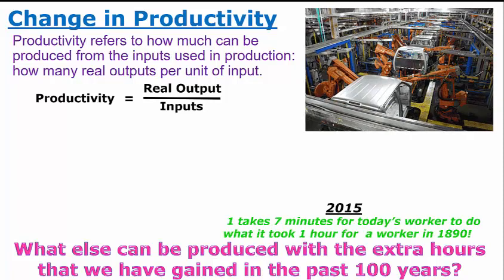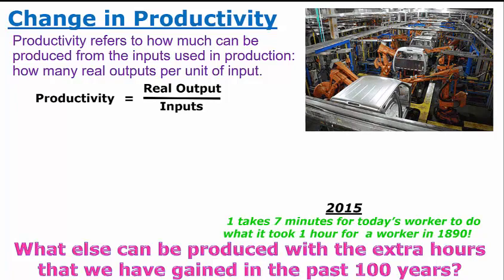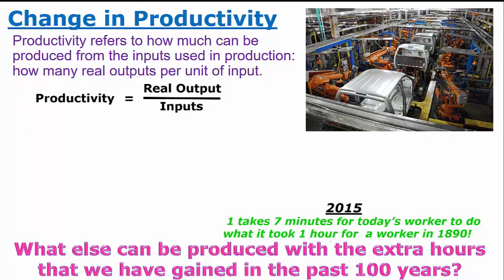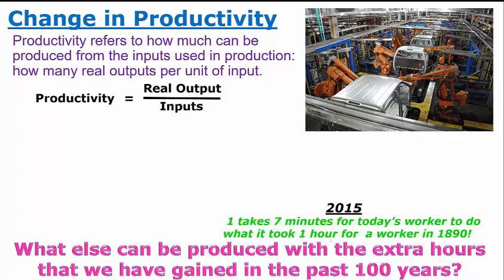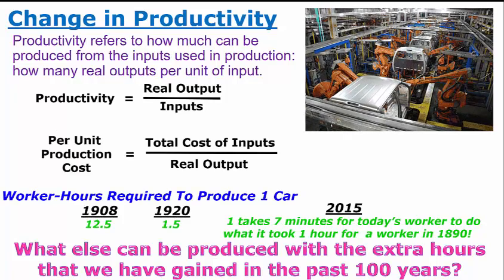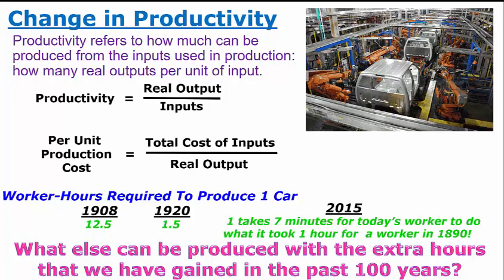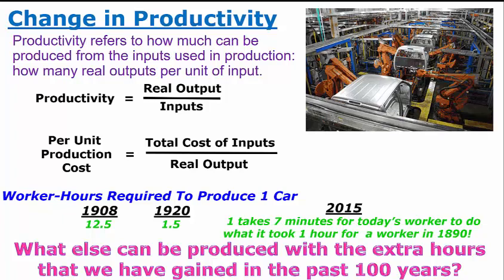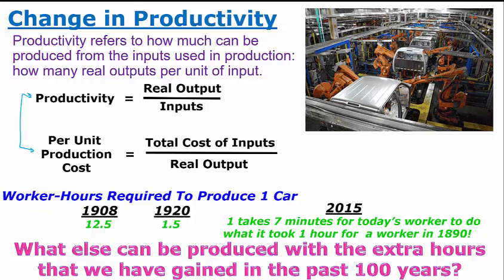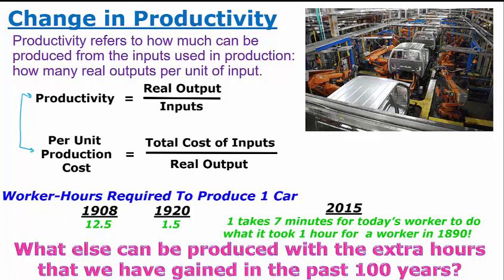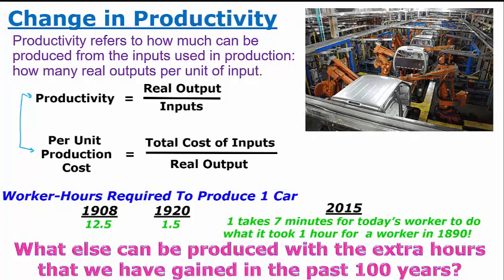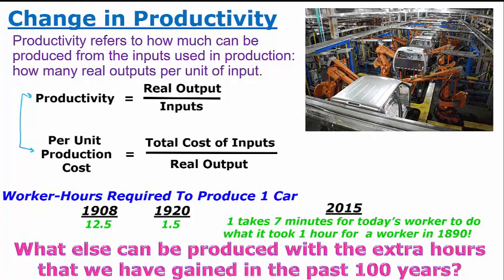Okay? So as an example, today it takes 7 minutes for a worker to do what it took a worker in 1890 1 hour to do. And so all of that extra productivity allows workers to do even more in an hour than what we used to be able to do. Okay? Per unit production cost is found by taking the total cost of inputs and dividing by the real output. So it's these two formulas here, they're related to each other, but they look totally opposite. Okay? So just be aware, per unit production cost is just the total cost of inputs divided by the real output, whereas productivity is the real output divided by the number of inputs.